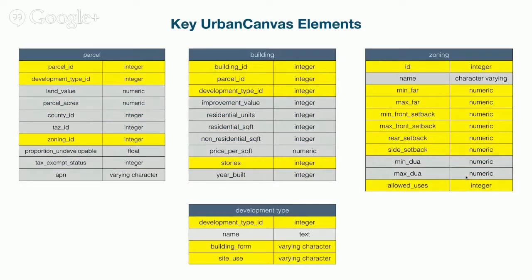And then UrbanCanvas elements, there are fewer things used directly in UrbanCanvas, but in the case that you don't have building footprints, those zoning attributes can become more crucial because you can visualize buildings based on the zoning envelope or what's specified by the zoning envelope.